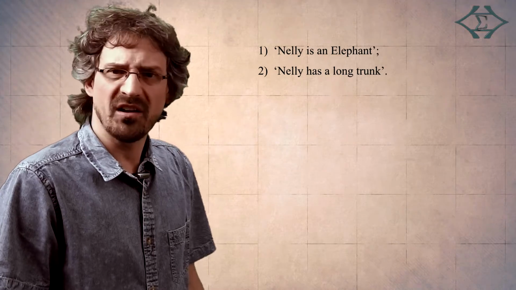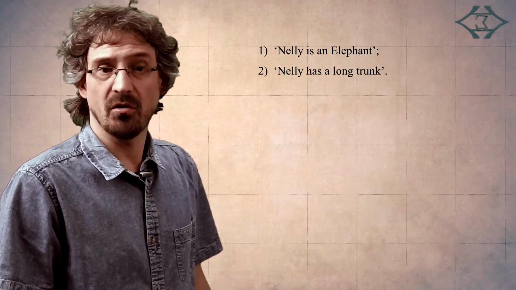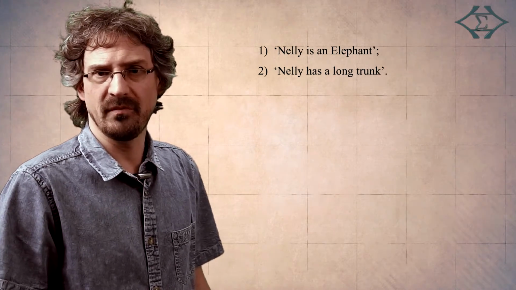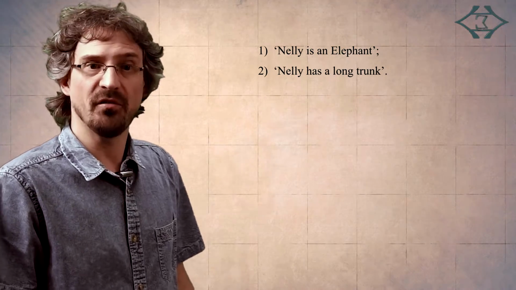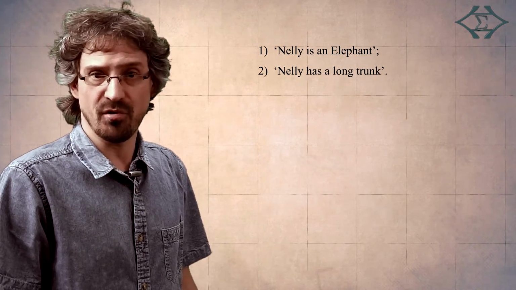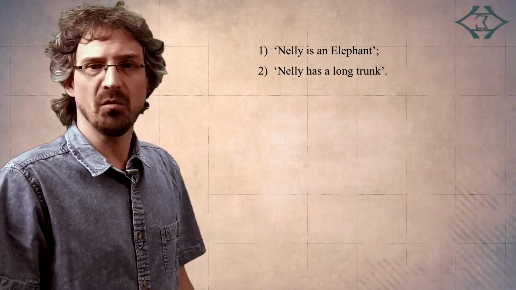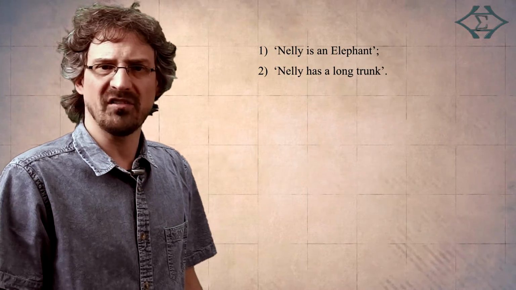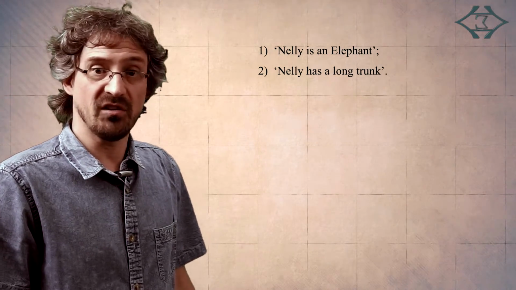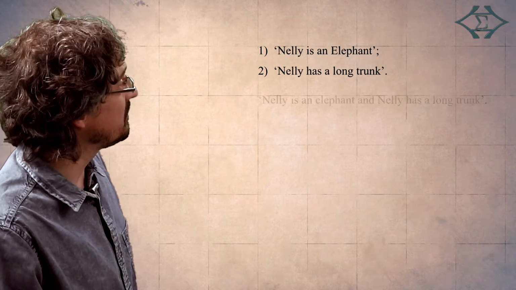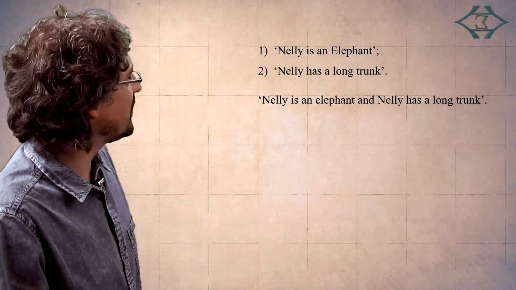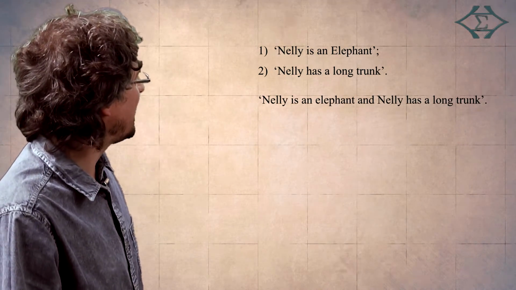We begin by considering a compound proposition called a conjunction. These are propositions that are formed by combining two other propositions via the connecting word "and". For example, the conjunction of these two statements can be written: Nelly is an elephant and Nelly has a long trunk.